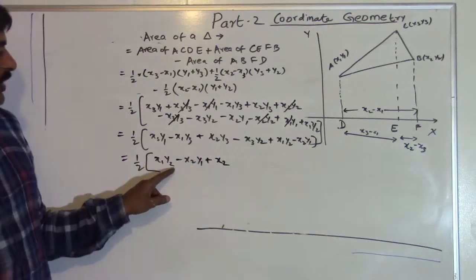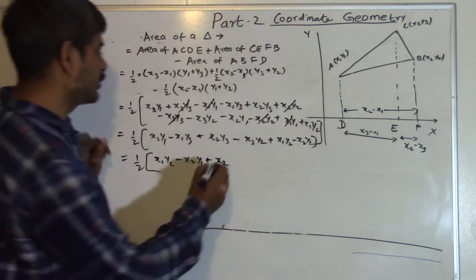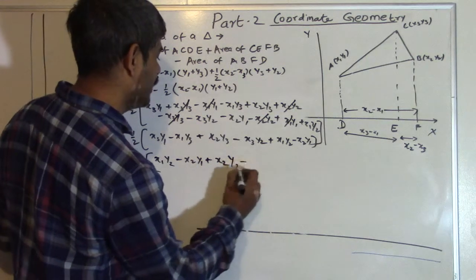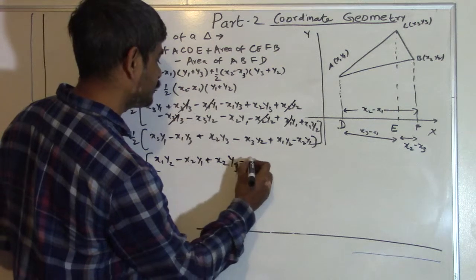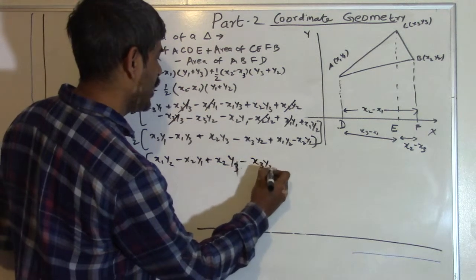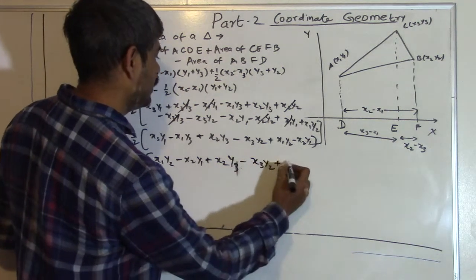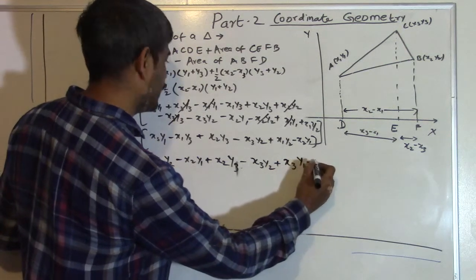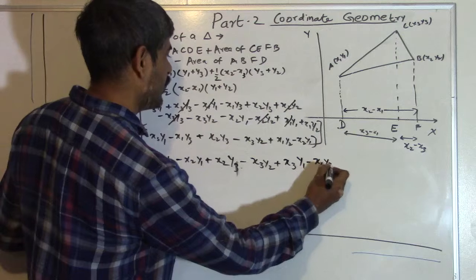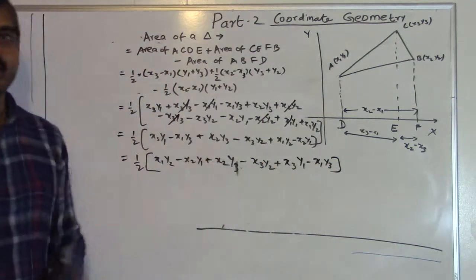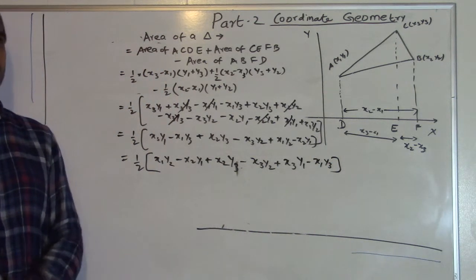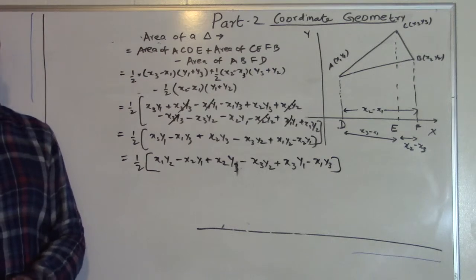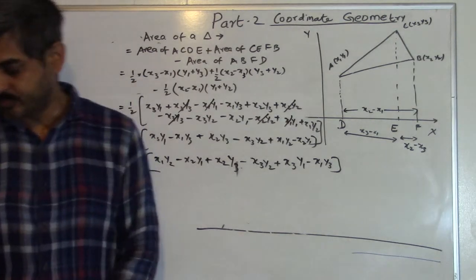If this is x2, then the next one multiplied by y3. x2, y3 minus, interchange this thing, x3, y2. And then finally, start with x3, then you will get y1, x3, y1 minus x1, y3. This is the area of a triangle formula. If you do some problems, we should be able to memorize it.